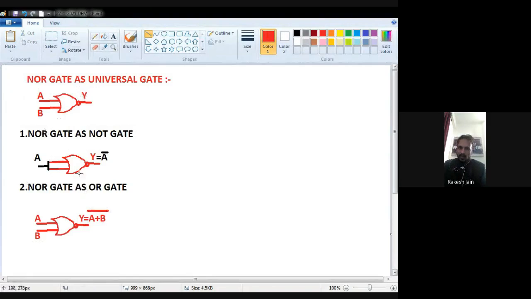Just a few minutes ago I told you how the NOR gate behaves as a NOT gate, meaning output is the complement of input. So if we use a NOT gate at the output of the NOR gate, then what will happen? The output will be the complement of the input. And what is the input? Now the input is A plus B bar. So I connect this with this.